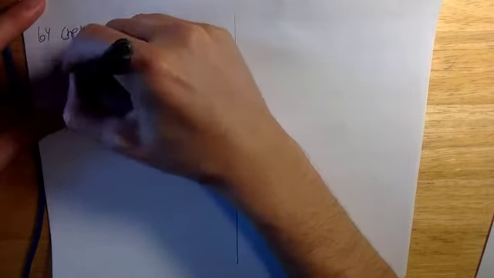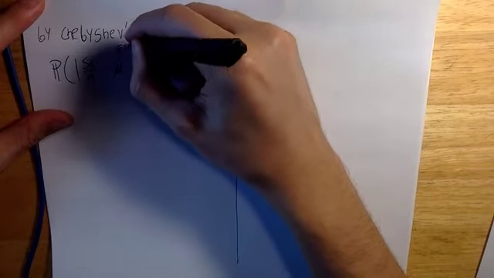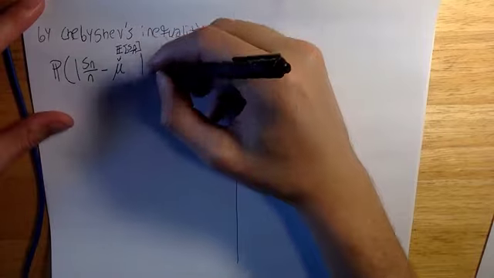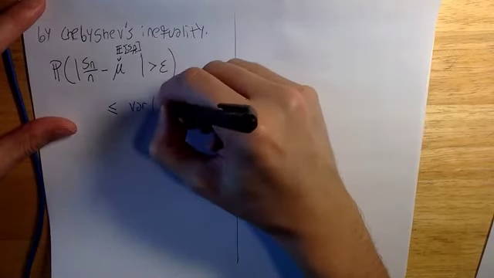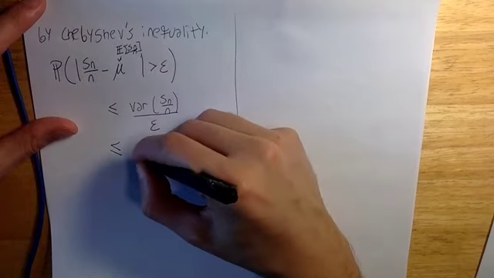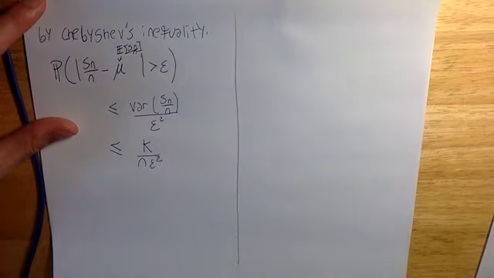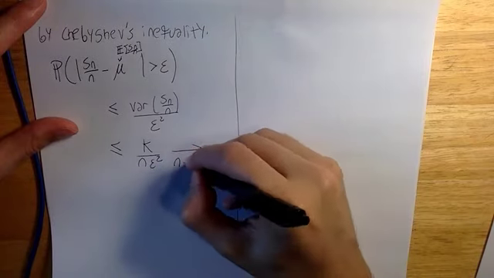Okay, and now by Chebyshev's inequality, the probability that |Sn over n minus mu|, where mu is the expected value of Sn over n, is bigger than epsilon is less than or equal to the variance of Sn over n over epsilon squared, which is less than or equal to k over n times epsilon squared, which goes to 0 when n goes to infinity.